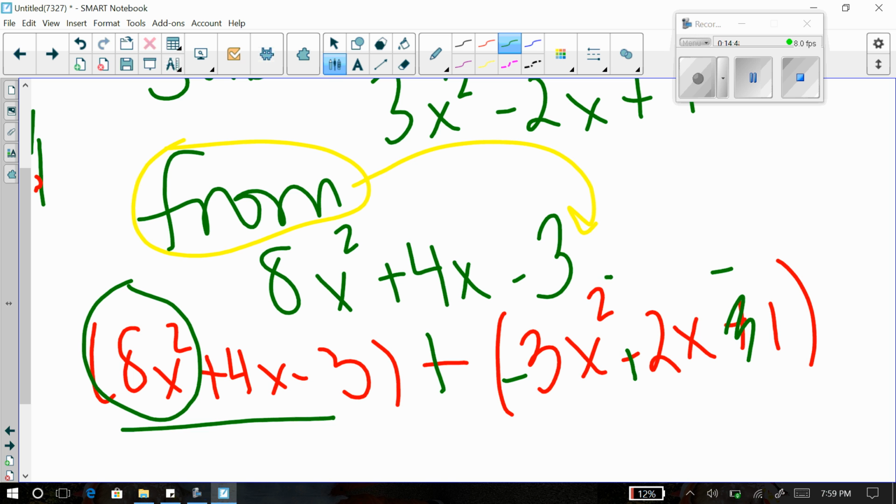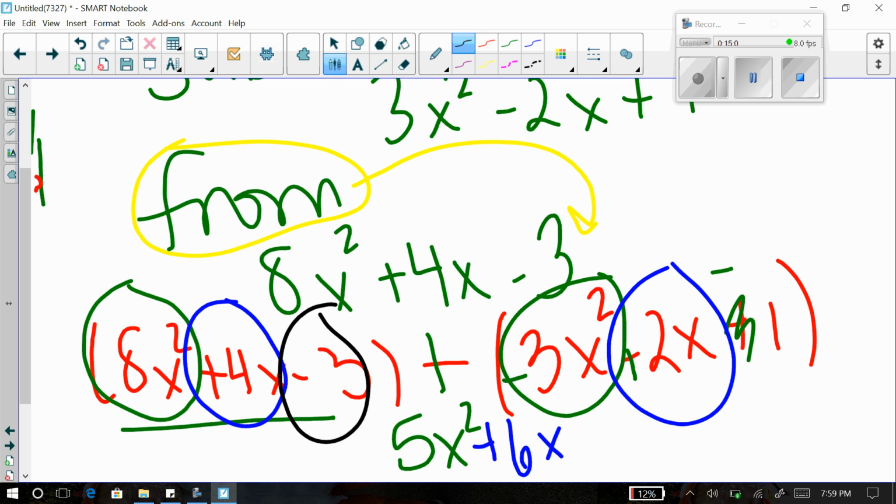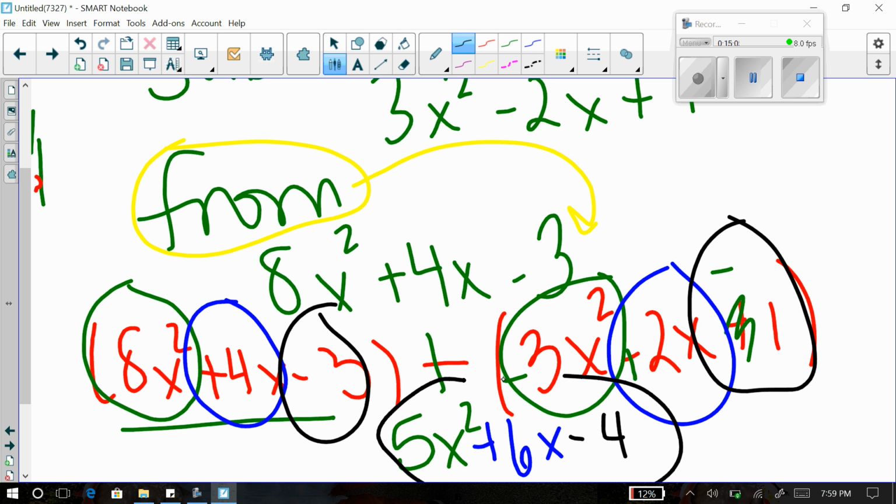8x squared plus a negative 3x squared is 5x squared. 4x plus 2x is 6x. And negative 3 plus a negative 1 is a negative 4. There's my polynomial.